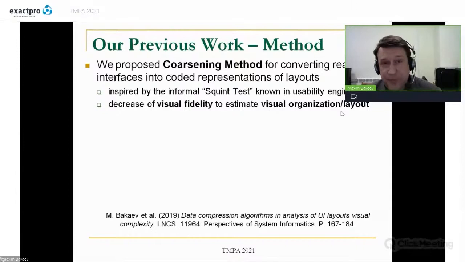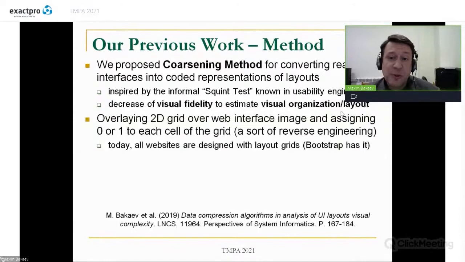that you might know from usability engineering when you just squint at your design and try to make sense of it. Basically, you decrease the visual fidelity, so you don't see any individual elements anymore. But you want to know if you can still make sense of the visual organization. What is the header? What is the footer? What is the main text or image and so on? So you still want the layout and the visual hierarchy to be graspable.